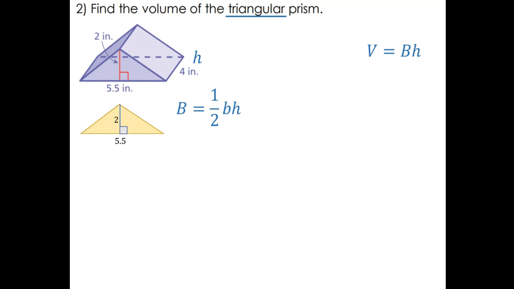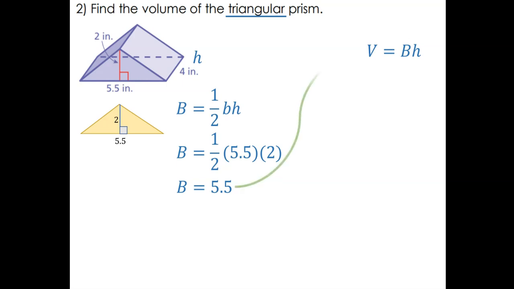So now we can do the area of the triangle. Big B equals 1/2 base times height. 1/2 times my base, which is 5.5, times my height, which is 2. Okay, so write that down. If you have any questions, please let me know where I got the numbers from, but that's why I like to draw it out. So this is my base and my height. 5.5 times 2 times 1/2. That's going to give us 5.5 as our area of the base for this triangle.